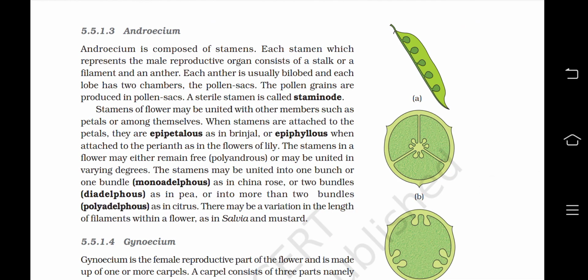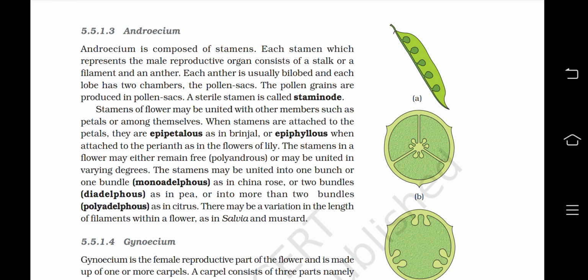Androecium. Androecium is composed of stamens. Each stamen, which represents the male reproductive organ, consists of a stalk or a filament and an anther. Each anther is usually bilobed and each lobe has two chambers, the pollen sacs. Pollen grains are produced in pollen sacs. A sterile stamen is called staminode.